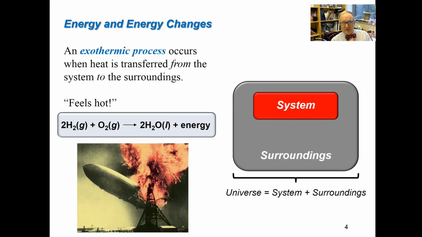So let's talk about energy changes for a moment. An exothermic process, exo, like exit, occurs when the heat is being transferred from the system to the surroundings. The system is what we're studying, and the energy, the heat is leaving. So that's an exothermic process. And so you can see in the little diagram, the heat's flowing from the system to the surroundings. And so the combustion of hydrogen plus oxygen to make water, it releases energy. So if it's releasing, it's giving it up, and so we can think of energy as being a product.